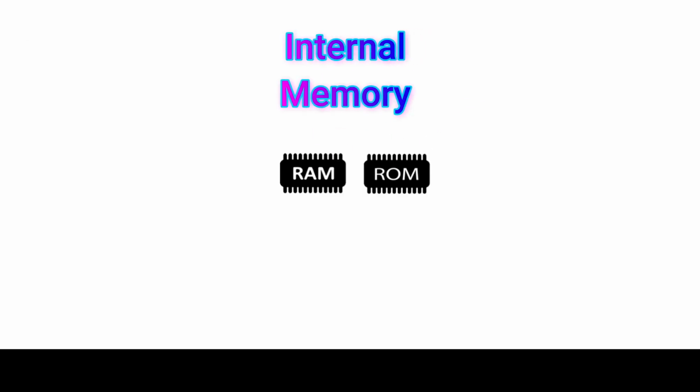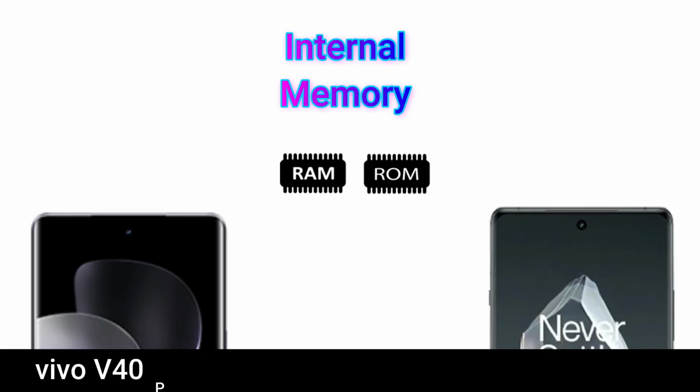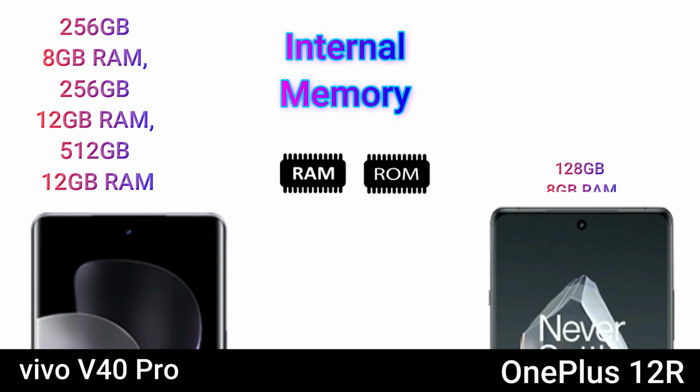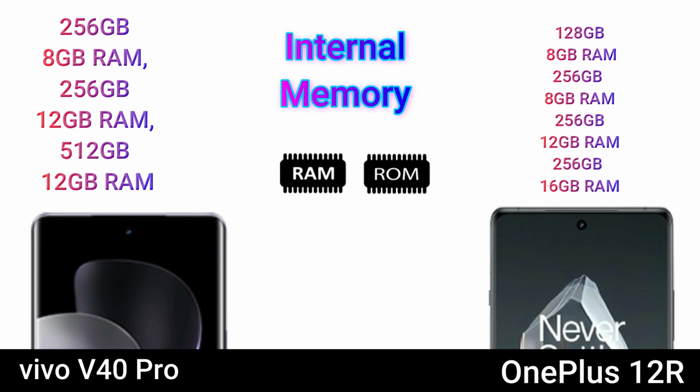Internal memory. Internal memory of Vivo V40 Pro is 256 GB 8 GB RAM, 256 GB 12 GB RAM, 512 GB 12 GB RAM, while internal memory of OnePlus 12R is 128 GB 8 GB RAM, 256 GB 8 GB RAM, 256 GB 12 GB RAM, 256 GB 16 GB RAM.